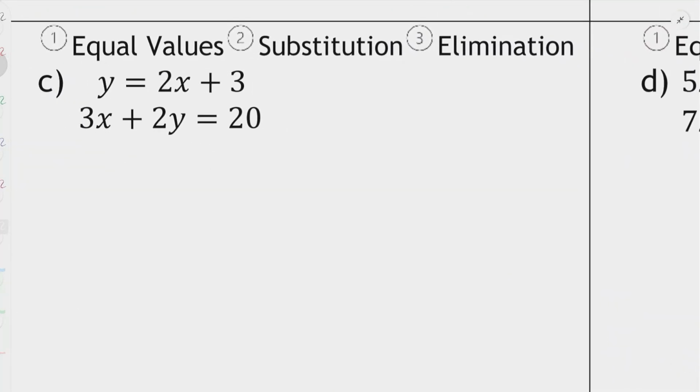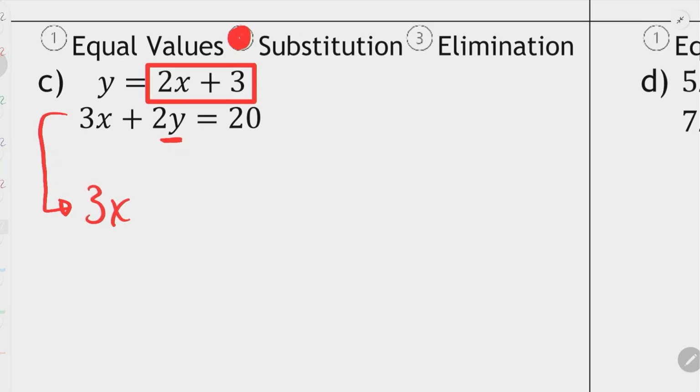For this, I believe I use substitution in my answer key, and I'm going to pick that again. The reason I'm picking substitution is it turns out the top equation tells me that y is 2x plus 3. That's what y is. It's 2 times x plus a 3. So I'm going to replace y in the bottom equation with that value. So what I'm doing right now is just rewriting the second equation again, but I'm substituting in for y. So I write 3x plus 2 times y, but instead of y, I'm writing 2x plus 3, and then that will equal 20.